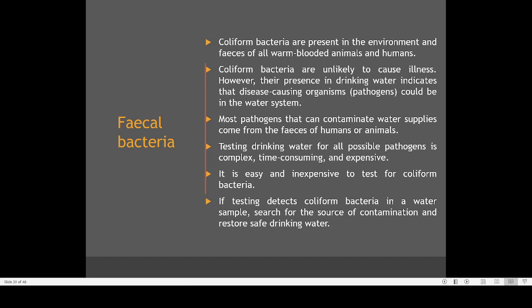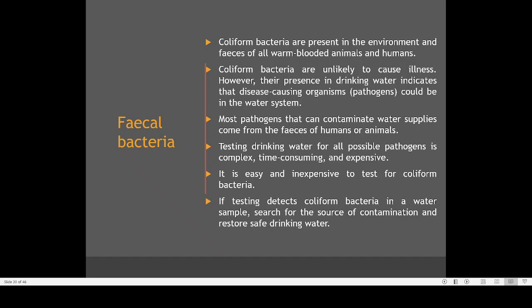So I will show you how the coliform bacteria looks. So this is the E. coli. Here you can see these are the type of bacteria which we call E. coli. They have a whip-like structure like this, and their body has a lot of hair-like projections. So that is why we call it E. coli.